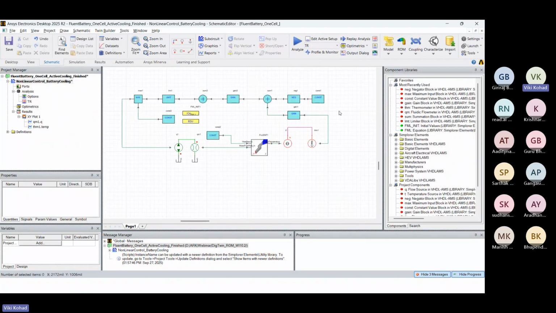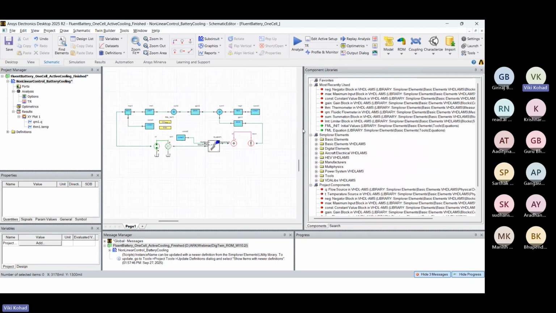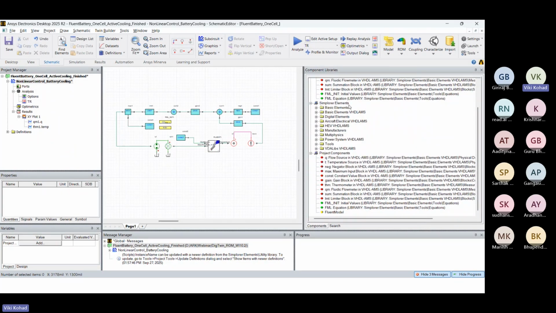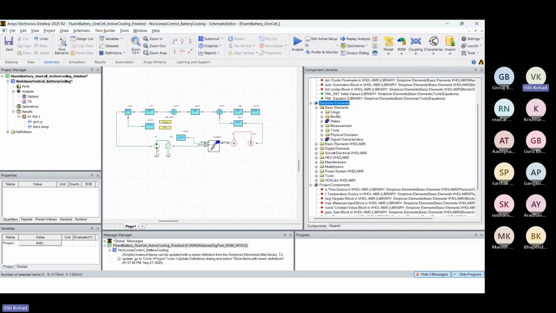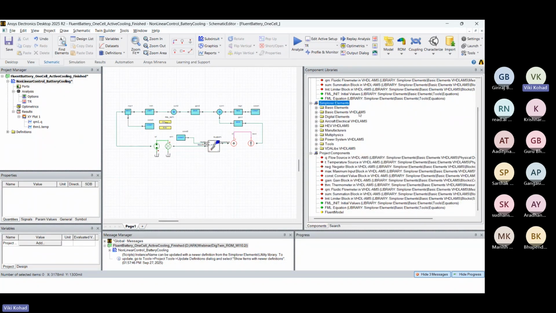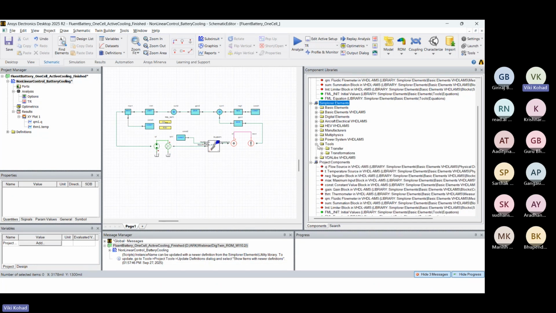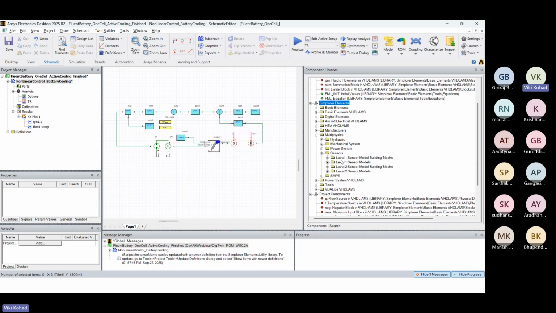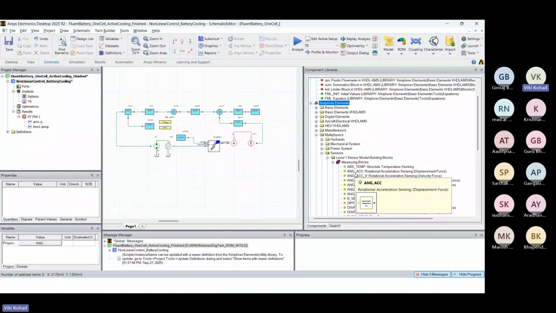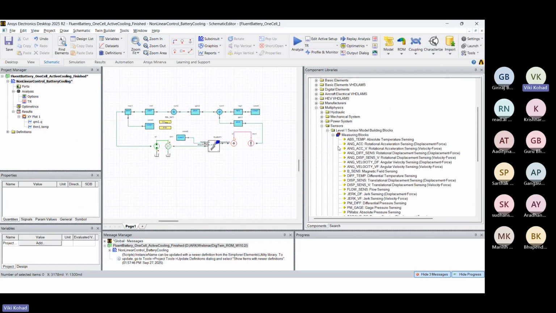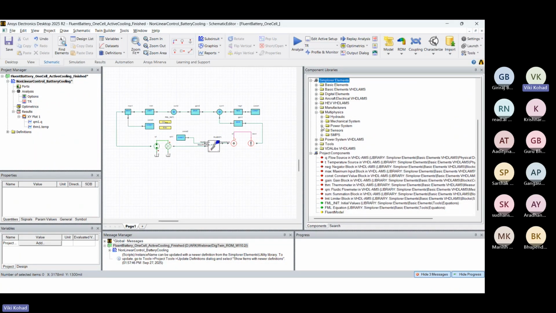Here, component libraries. When I enable these component libraries, you can see the simpler elements are there, the basic elements, circuit blocks, all the elements. Then there are digital elements: digital sources, counters, flip-flops, logic gates. Also there are the power system, the tools, the physics. Here the sensor is also there, the level 1 model building blocks. These are different sensors, the sensing elements. You can use any elements here.